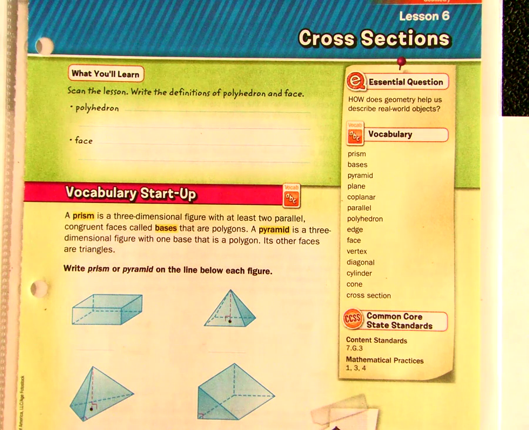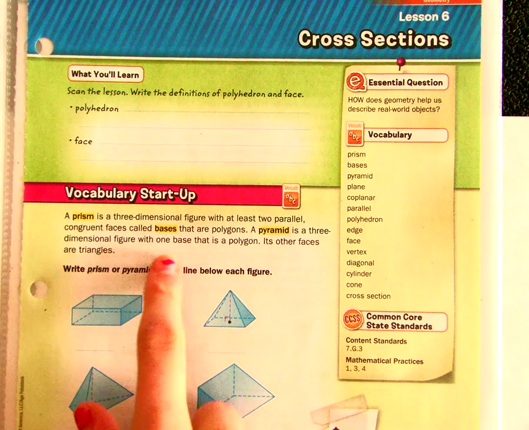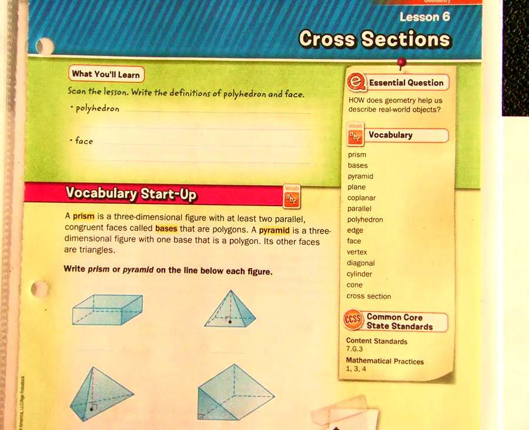Lesson 7.6, cross sections. A prism is a three-dimensional figure with at least two parallel congruent faces called bases that are polygons. A pyramid is a three-dimensional figure with one base that is a polygon. All other faces are triangles.